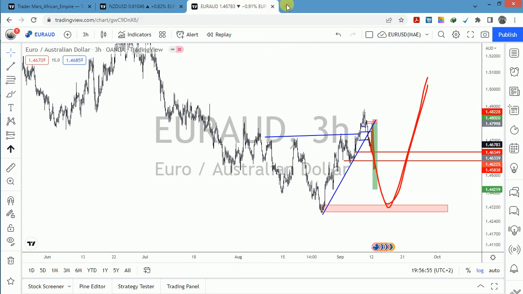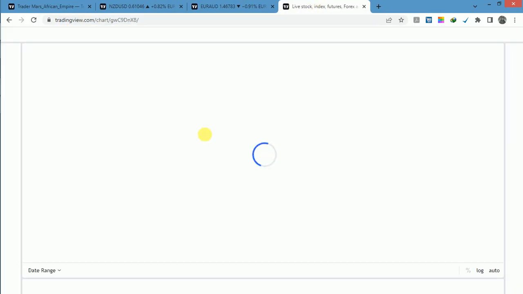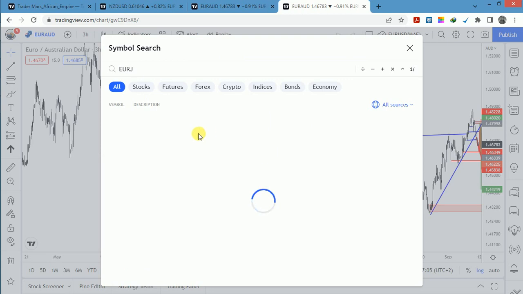Yeah, let's move into another one and see if we can get something from it. I don't know if I should, let's see. What should I take? What's there on EURJPY?